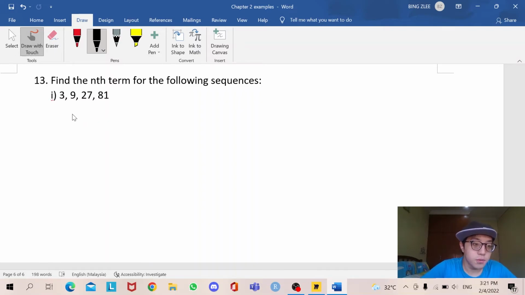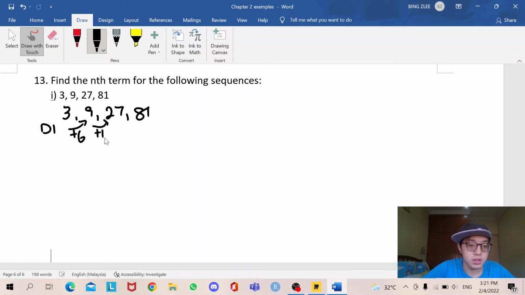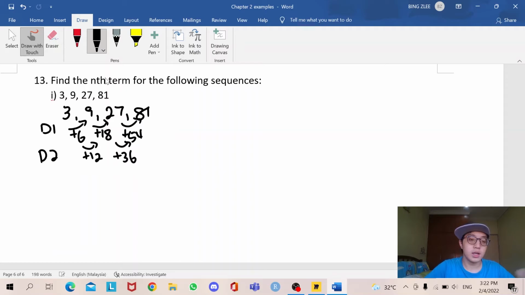If you look for the difference between them, trying D1, it is plus 6, plus 18, plus 54, and for D2 you will get something weird which does not make any sense. Then automatically you know that this is not the sequence that is shown.